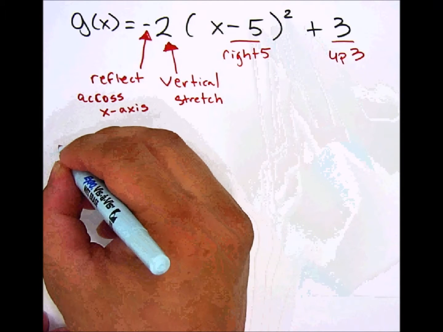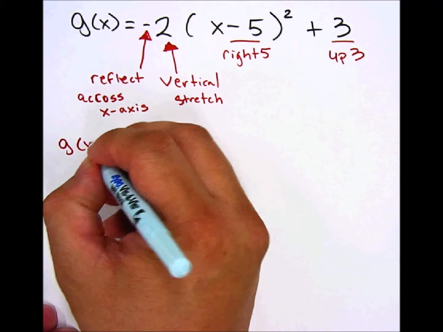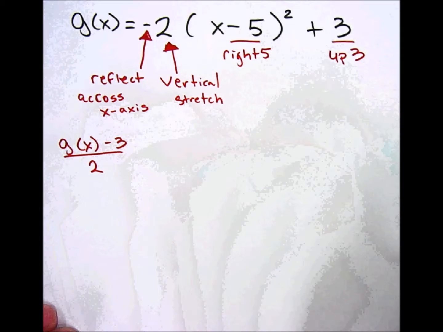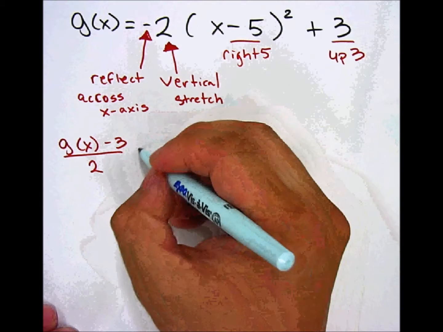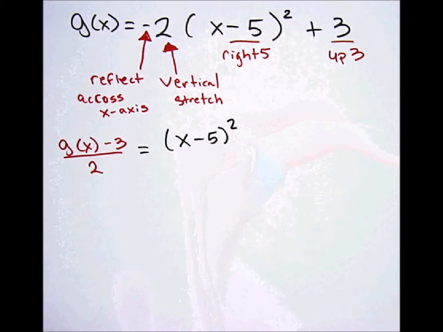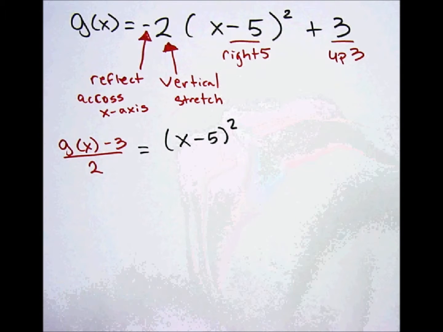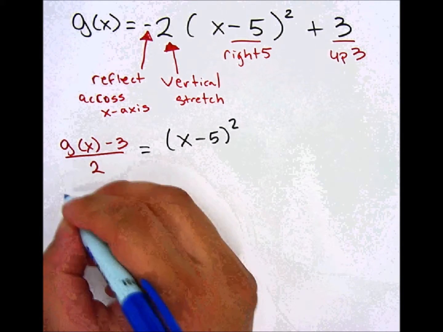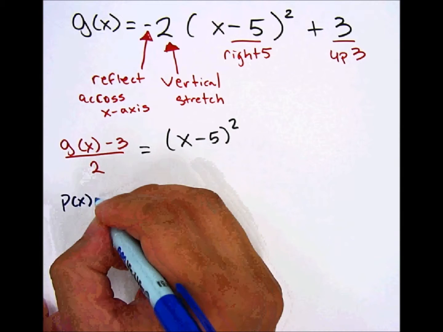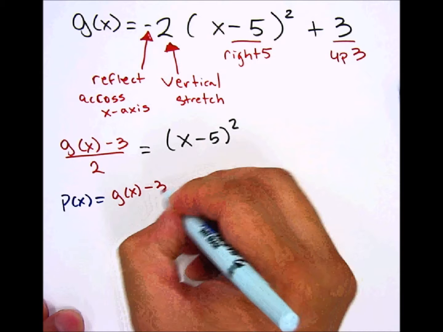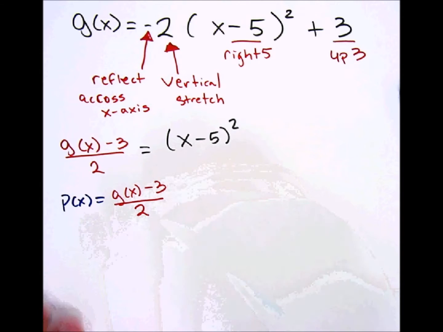Reorganizing it, I would get g of x minus 3 divided by negative 2, and the other side wouldn't change. So, what would I have to do to the y values from the parent function to get to g of x? Well, let's just simply set them equal to each other, because this tells me what I would have to do to the y values of g of x to get to the y values of p of x.